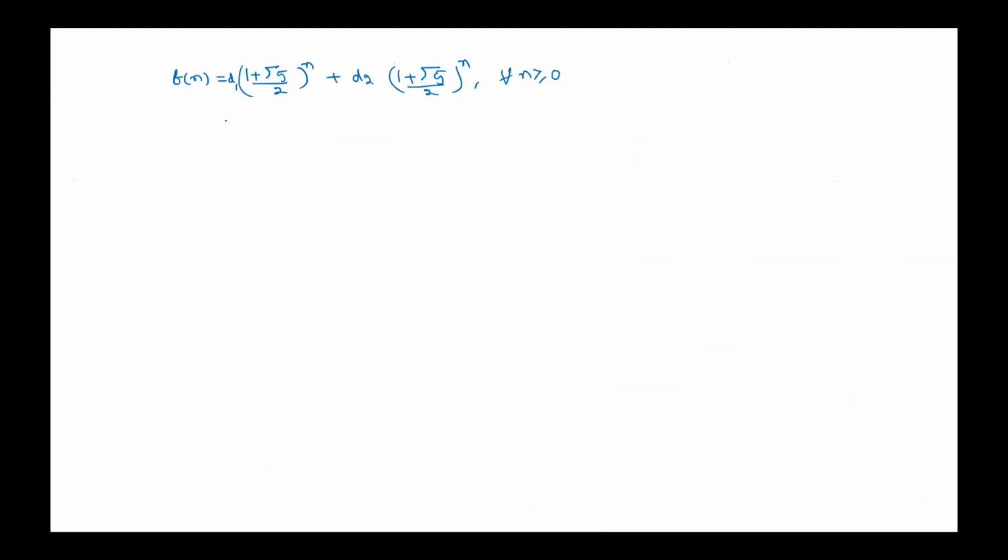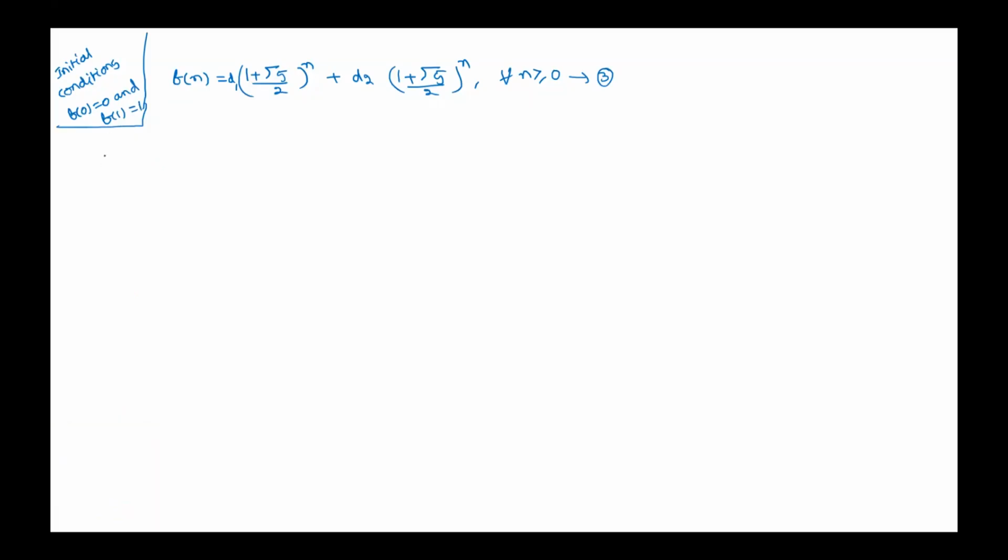But what are our initial conditions? What are the initial conditions given to us in the recurrence relation? F of 0 equals 0 and f of 1 equals 1, where d1 and d2 are constants. Now, how to find these constants?